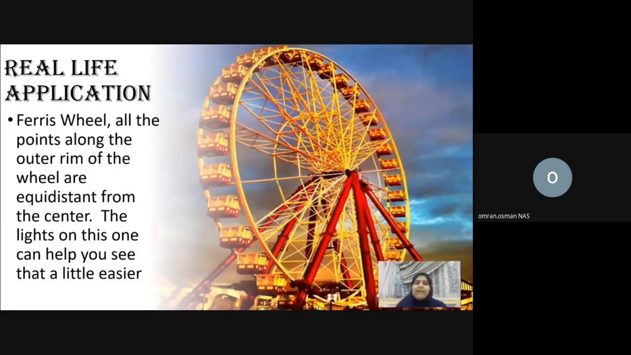One real-life application is the Ferris wheel. All the points along the outer rim of the wheel are equidistant from the center. The lights on this one can help you see a little easier.